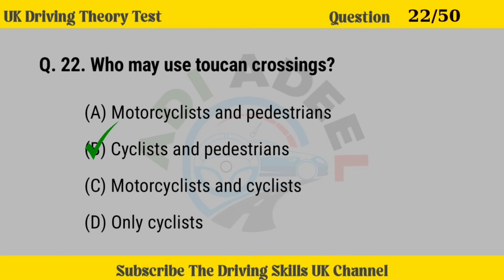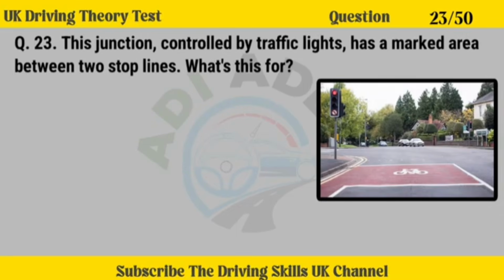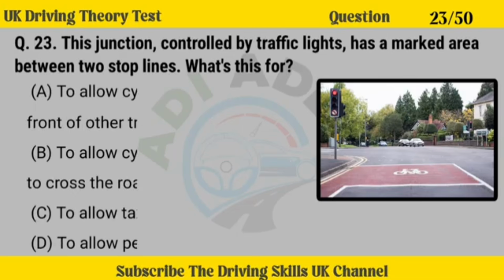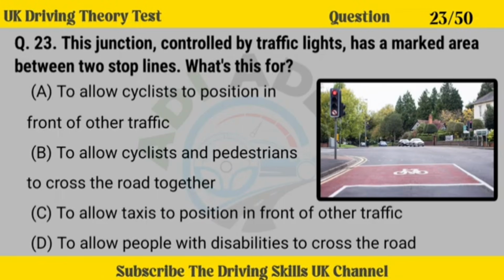The right answer is B. Cyclists and pedestrians. Question 23. This junction, controlled by traffic lights, has a marked area between two stop lines. What's this for? A. To allow cyclists to position in front of other traffic. B. To allow cyclists and pedestrians to cross the road together. C. To allow taxis to position in front of other traffic. D. To allow people with disabilities to cross the road.